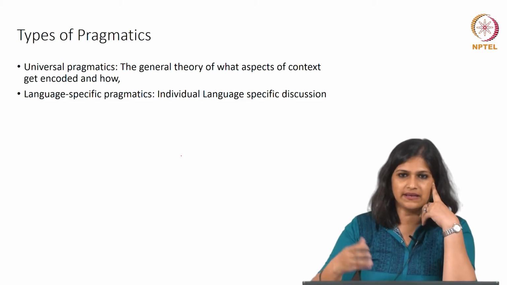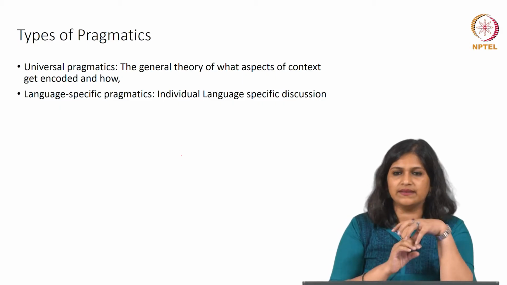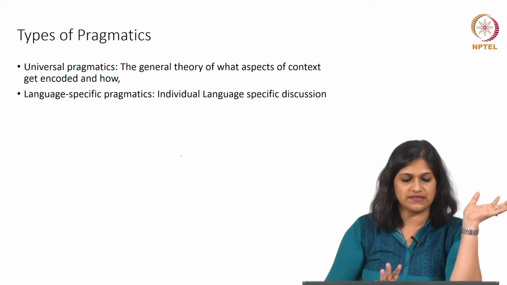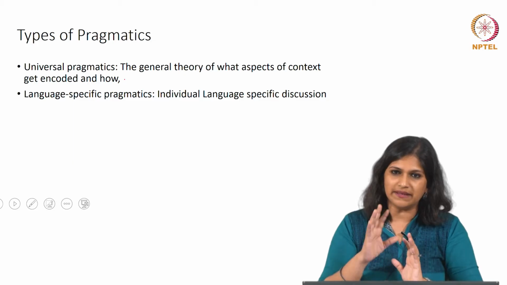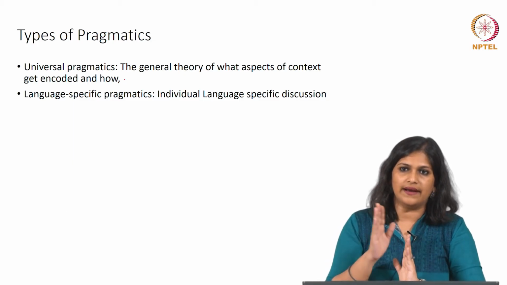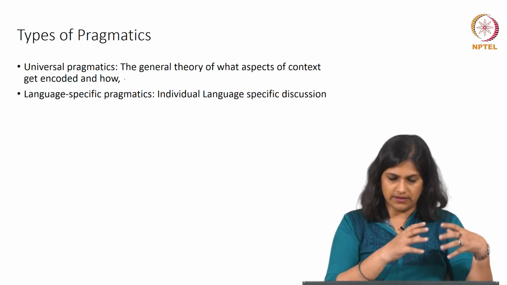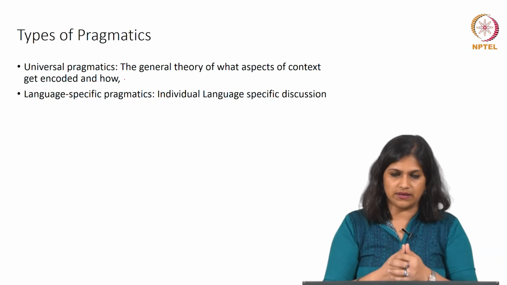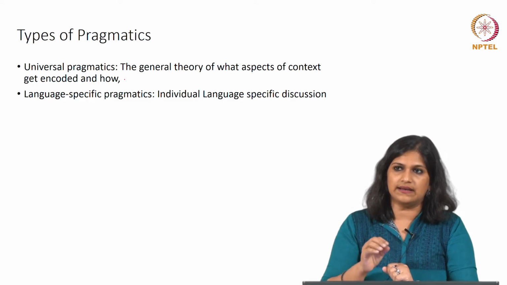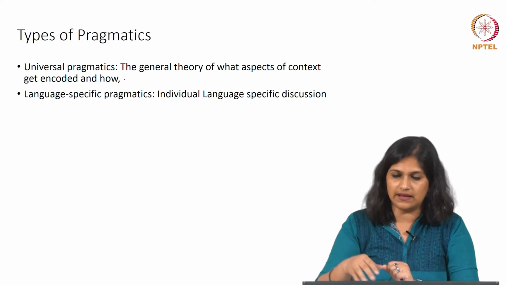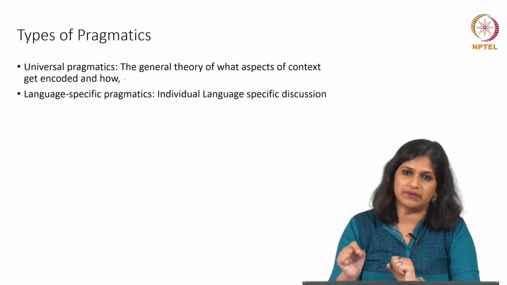Let me just briefly give you an idea before I wind up the session. So, universal pragmatics would be the general theory of what aspects of context get encoded and how. It is something like language with a big L and language with a small l. Language with a big L is about universal language, like universal grammar as the formalists would account for it, and then the language of small l is English, Hindi, Odia, Italian, Japanese or Chinese. These are the independent or individual languages which would have language specific pragmatics.